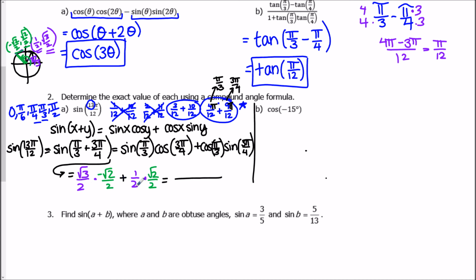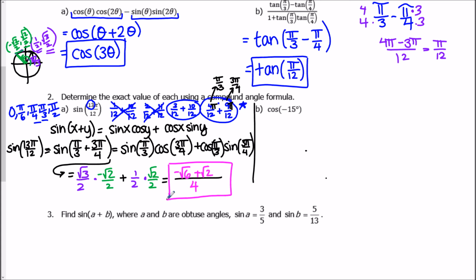2 times 2 is 4, 2 times 2 is 4, so I have a common denominator of 4. And then root 3 times negative root 2 is negative root 6. And then 1 times root 2 is positive root 2. I can't simplify these, so this is going to be my final and exact answer.